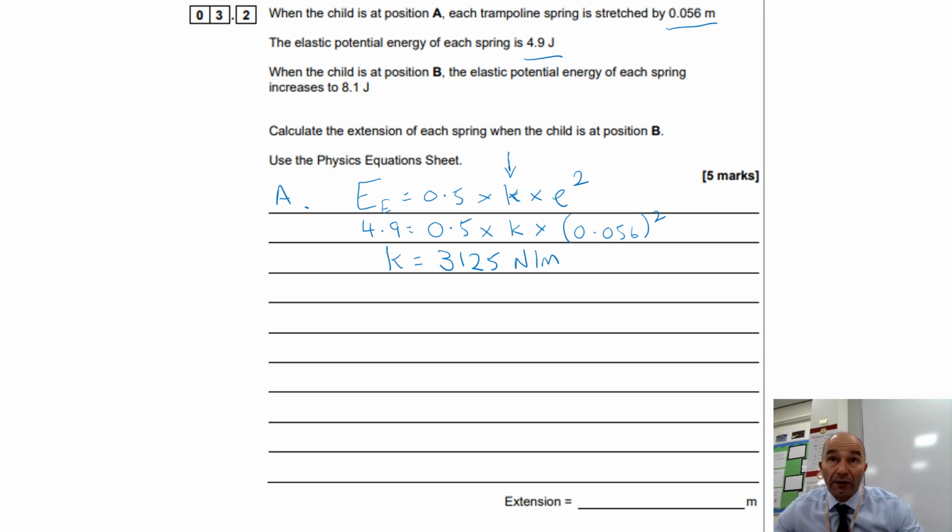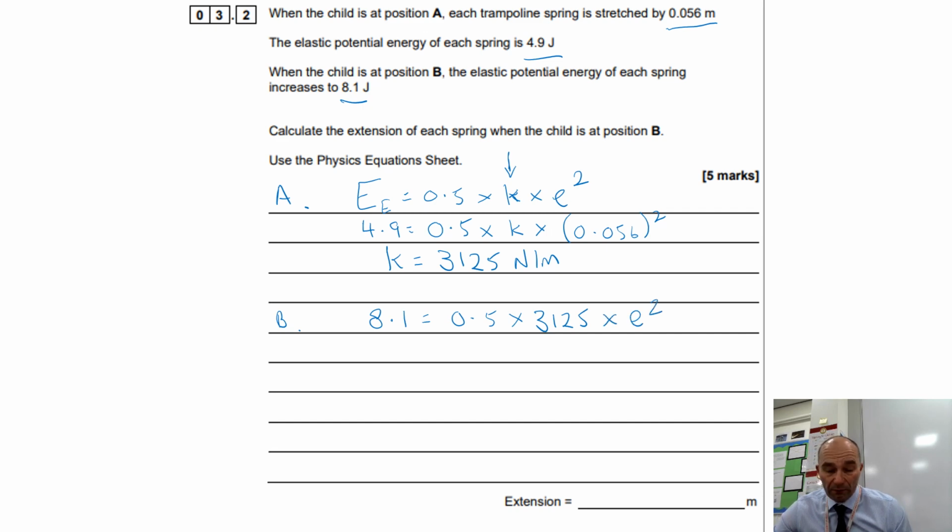Now the spring constant, as its name suggests, is a constant. It's always going to be the same. So we now need to use that information to calculate how far the spring extends at B. Again, we've got the same formula to substitute numbers in. This time we've got 8.1 joules of energy. So we've got 8.1 equals 0.5, multiplied by our spring constant, which we've calculated to be 3,125, and that's multiplied by the extension squared.